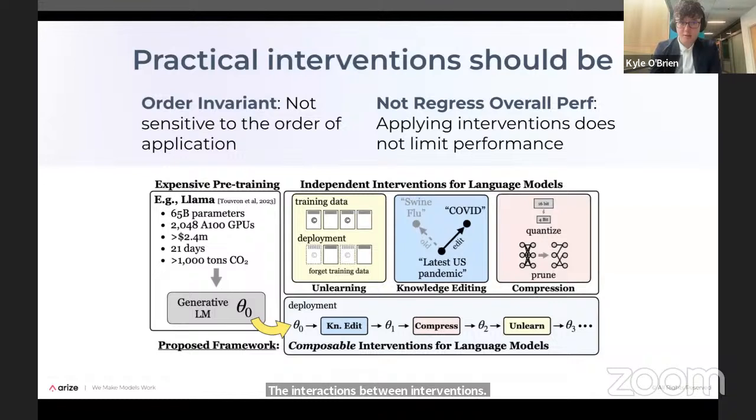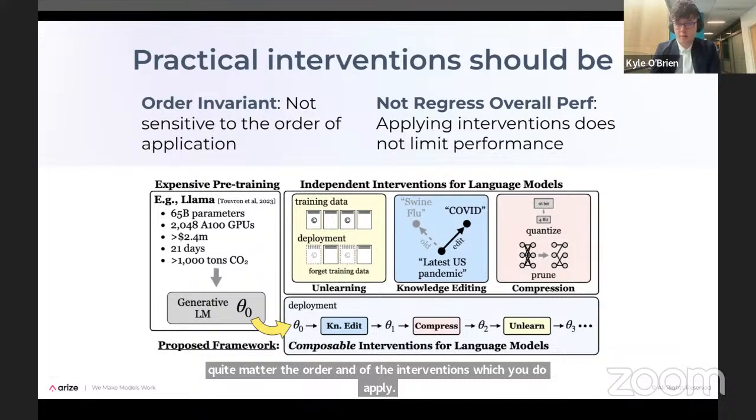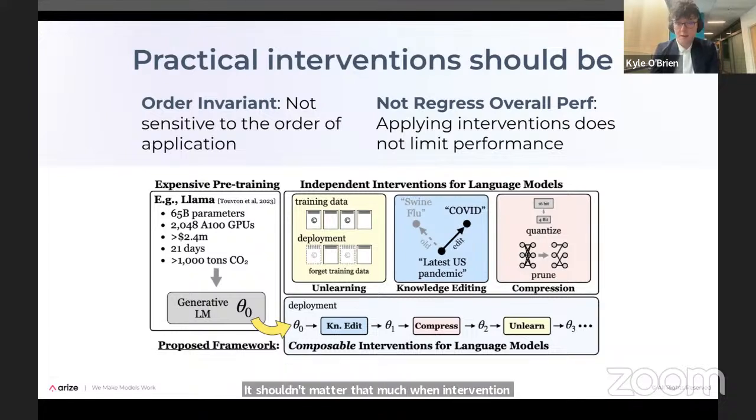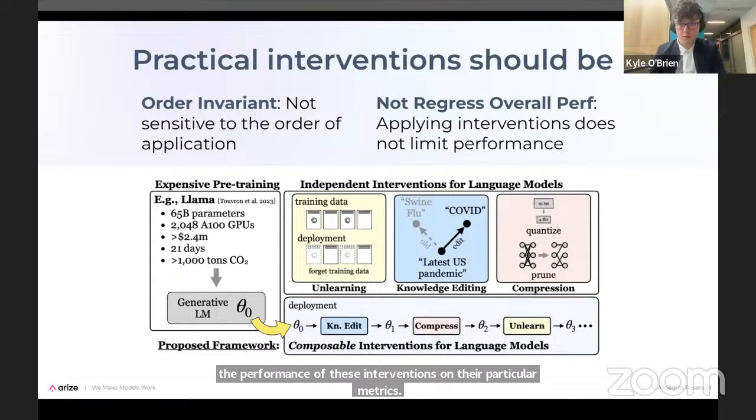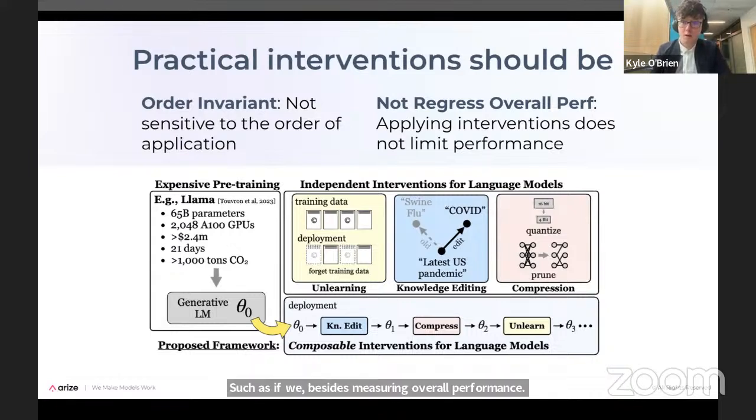You would want your interventions to be order invariant, in that it doesn't quite matter the order of the interventions which you do apply. It shouldn't matter that much for an intervention to be maximally composable and practical, whether you edit first and then compress or compress and then do unlearning after. This can be useful if you perhaps don't know ahead of time which interventions you're going to apply. And we don't want applying interventions sequentially to regress overall performance or the performance of these interventions on their particular metrics, such as if we, besides measuring overall performance, if we apply some edits to the model, we don't want to then have a subsequent intervention undo or corrupt those edits.